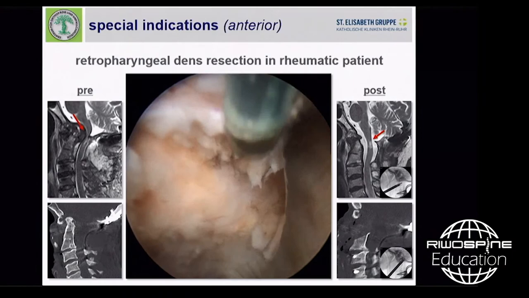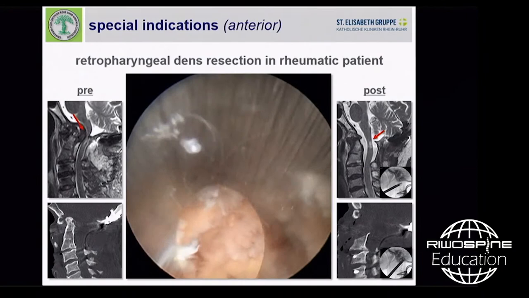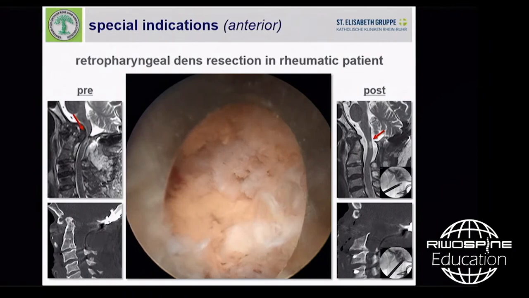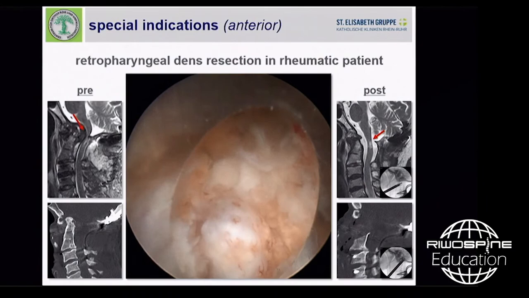And after decompression, that's the C1, C2 joint on the left side. The C1 arch can always be staying in place, so you don't have to resect the C1 arch, and you see the decompressed cervical, the cranial medullary junction. Okay, thank you.